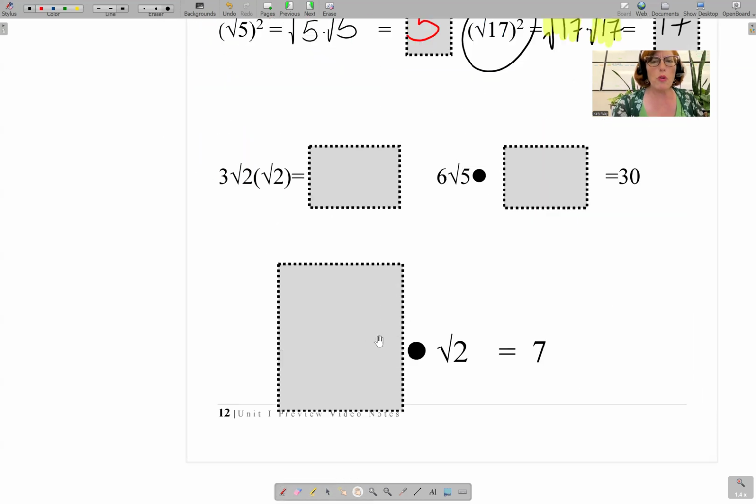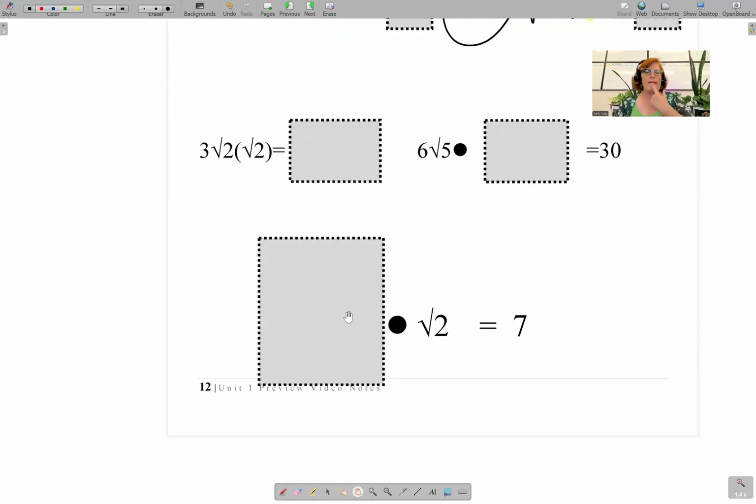Ooh, what's going on here? We have 3 root 2 times root 2. You just learned any radical times itself is just the number on the inside. So root 2 times root 2 is 2. 3 times 2 is 6. So 3 root 2 times root 2 is 6.